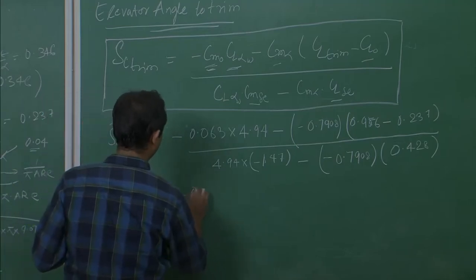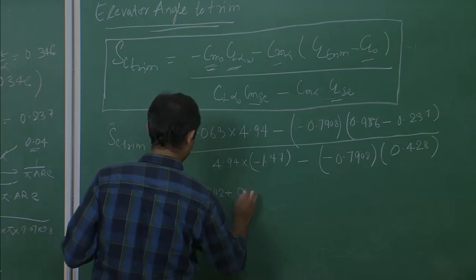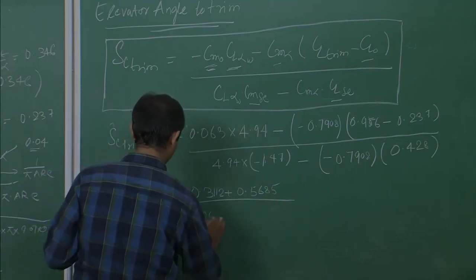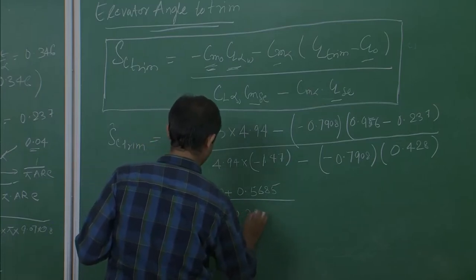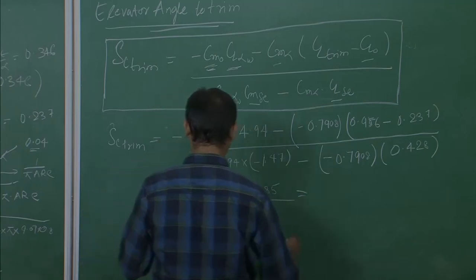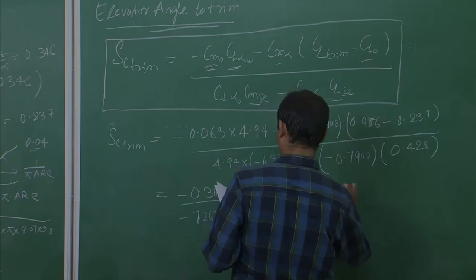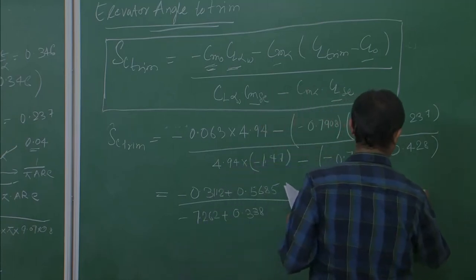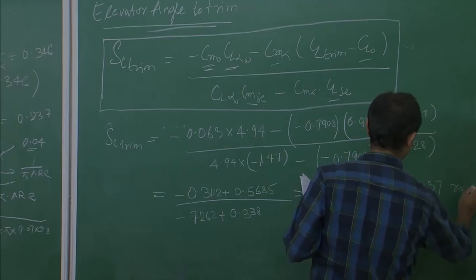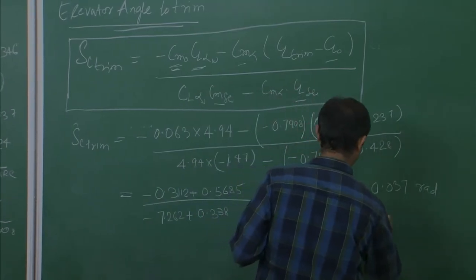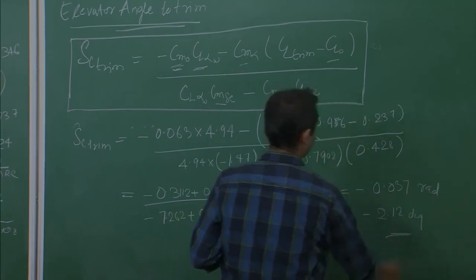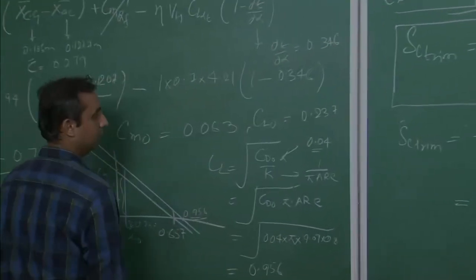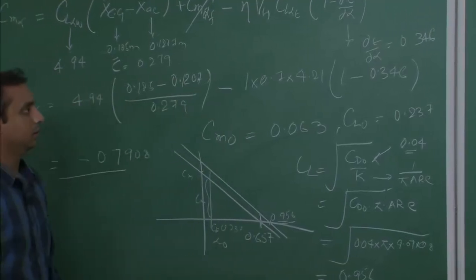Which will be equal to minus 0.3112 plus 0.5685 divided by minus 7.262 plus 0.338, equals 0.2573 divided by minus 6.924, equals minus 0.037 radian. This much deflection, or equals minus 2.12 degrees. So, that is the value of delta E trim required to trim my aircraft at CL equals 0.956. Thank you. That's all for this lecture.